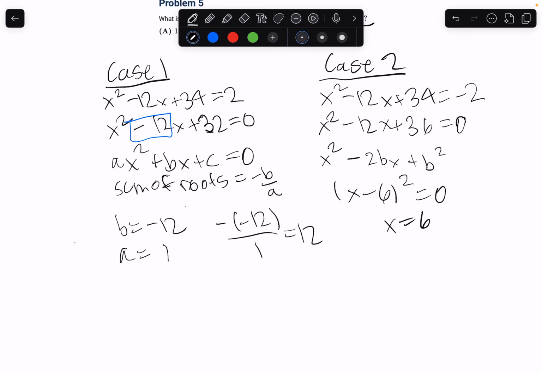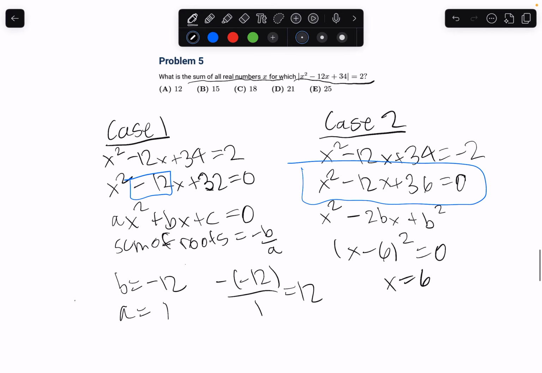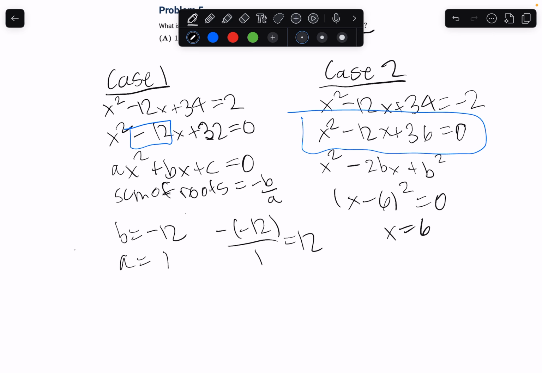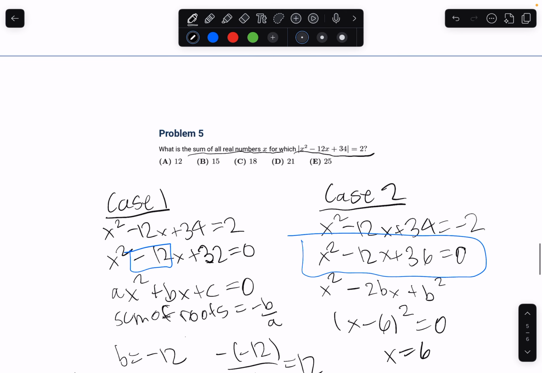Even though the sum of the roots of this expression is 12, it's just 6 repeated twice, which means we would be overcounting since we counted 6 twice, and it just wants us to find the sum of real numbers. So we have 12 from case 1 plus 6 from case 2, which gives us a final answer of 18. And that is answer choice C.